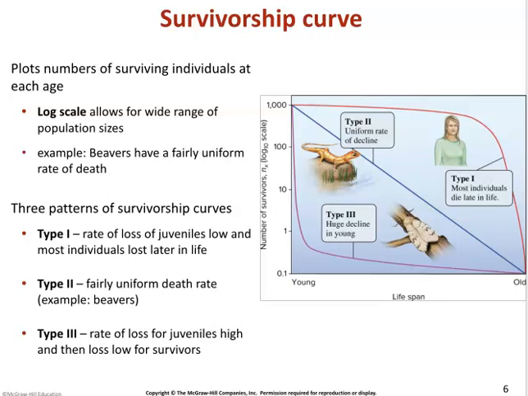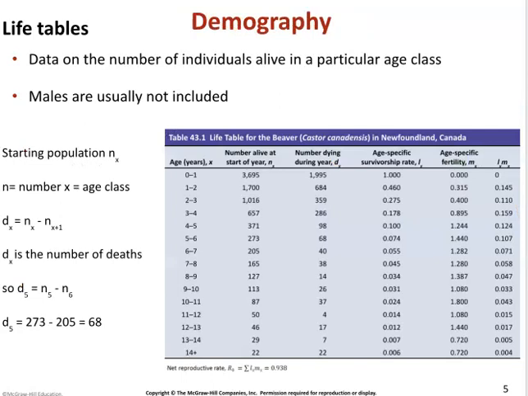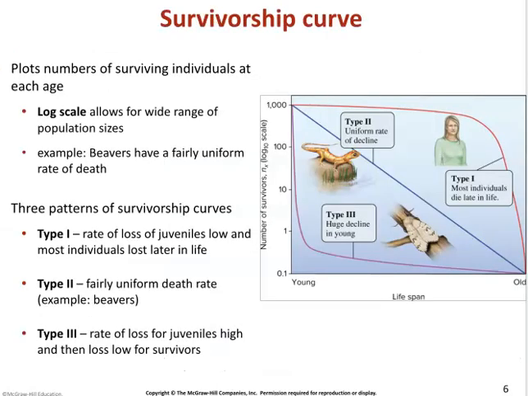The first is where the juveniles live a long time, and then most of the individuals die when they're old. And that's kind of the pattern that humans fall into. The second type is a uniform rate of decline. And that last slide we looked at had the life table of beavers. And this life table is showing a steady decline in the number of individuals in one population. So that uniform death rate just shows that decline in a linear fashion.